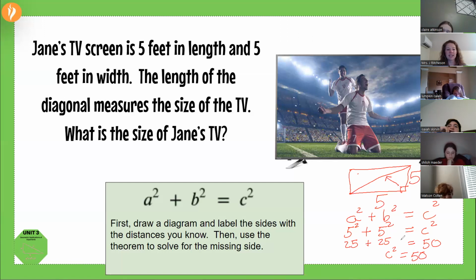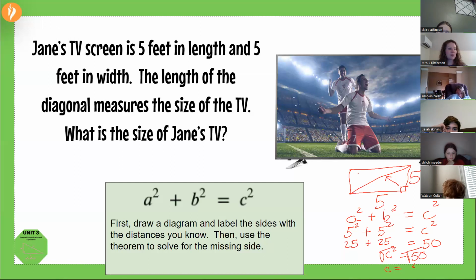How do we find what c is? We find the square root of both sides. So use your calculator. Someone tell me what the square root of 50 is. That is not a perfect square. What is the square root of 50?